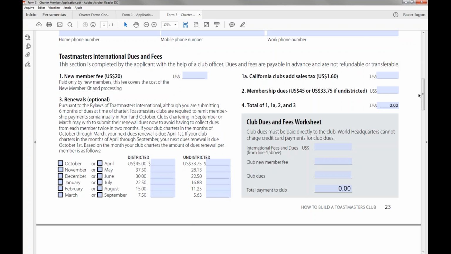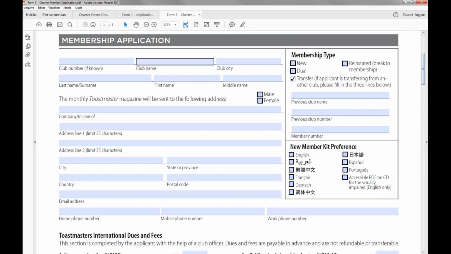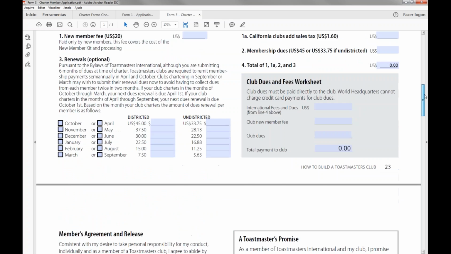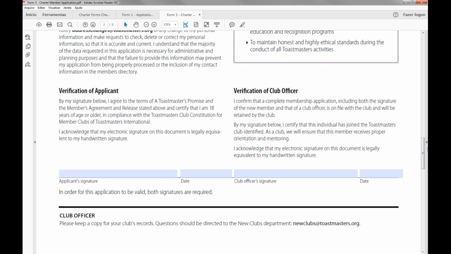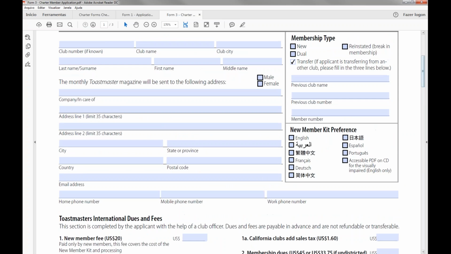And on the second page, the member only needs to sign, and a club officer also. So, summing up, you only need to fill out the personal data, whether it's a new member, dual, transfer, or reinstate, and then sign the form. Nothing more. This documentation doesn't need to include any other information. And you do this for each of the 20 members that you will have in your club. If you have more than 20, then you can mention that you want a new member kit, for example in English, Spanish, or Portuguese. Only in this situation, so only if there is a new member above the 20.